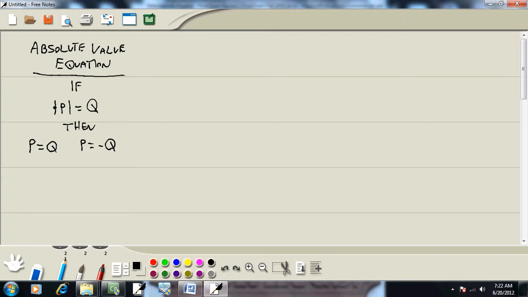Now, the absolute value has to be completely by itself on the left side. Can't have any numbers in front of it, can't have any numbers after it. You just have to have the absolute value of something. It actually doesn't have to be on the left side, it could be on the right side, but you have to have the absolute value by itself. Well, let's look at this problem.